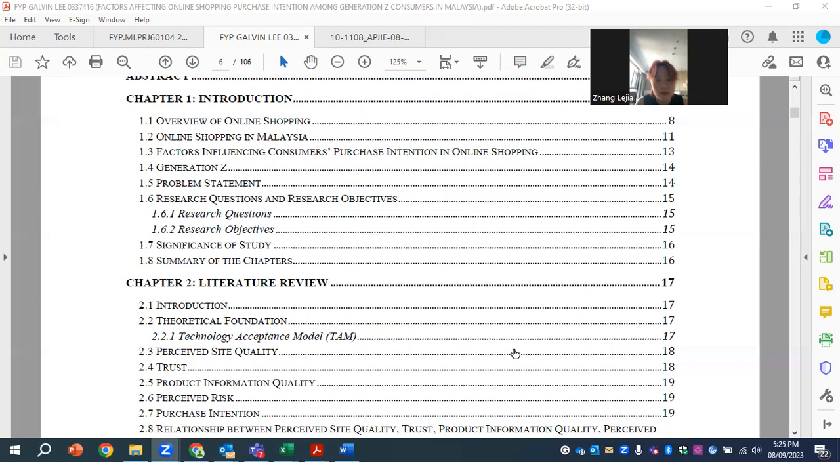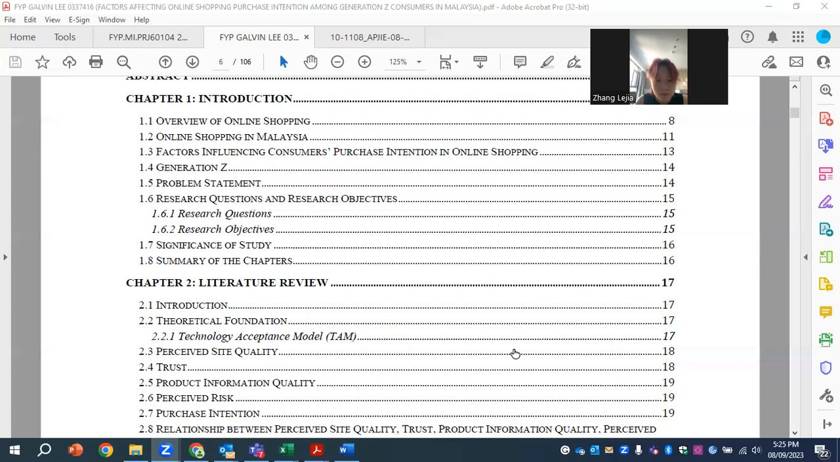Later on, 1.3, you write about the factors that you have chosen, the 4 variables. What are your 4 variables? And 1.4, you write on your target market. Who do you want to target? For this question, the researcher wants to target Gen Z, so you will write about Gen Z. And 1.5 is the research problem, the research rationale.